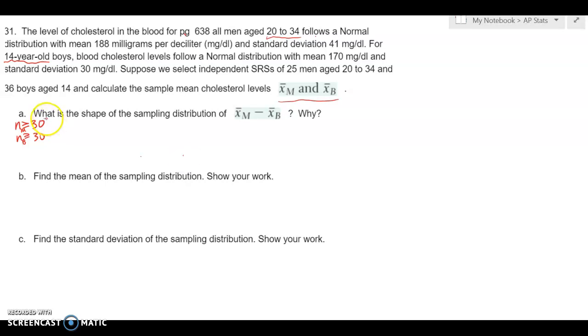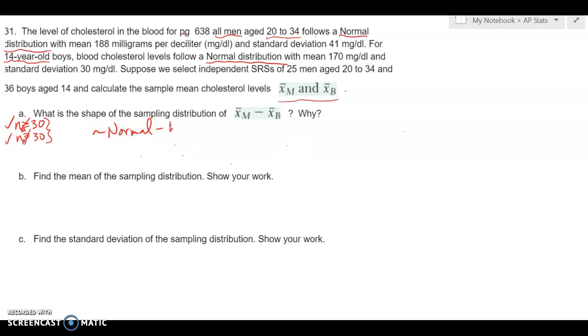But the whole point to checking this condition is to say that if our sample sizes get 30 or larger, we can estimate this distribution, or it's going to be approximately normal. Okay, so if we know that we have a normal distribution to start with, then we're okay. We don't necessarily need sample sizes of 30. So if we look up here into the context, we've got normal distribution for all men. So this one actually checks out. It's not bigger than 30, but it checks out because it's normal. And blood cholesterol levels for 14-year-old boys also follow a normal distribution. So the shape is normal.